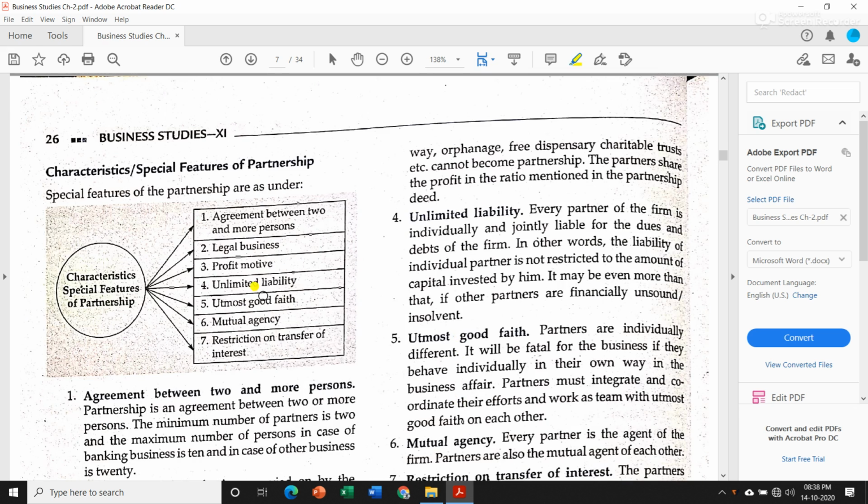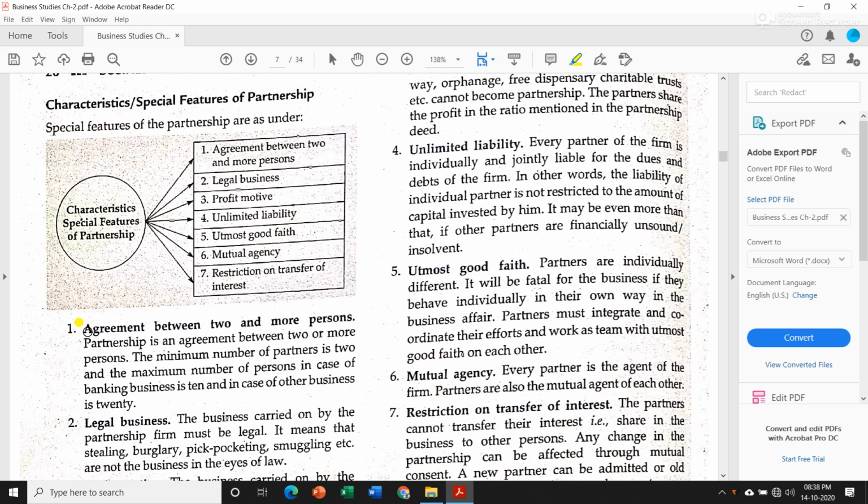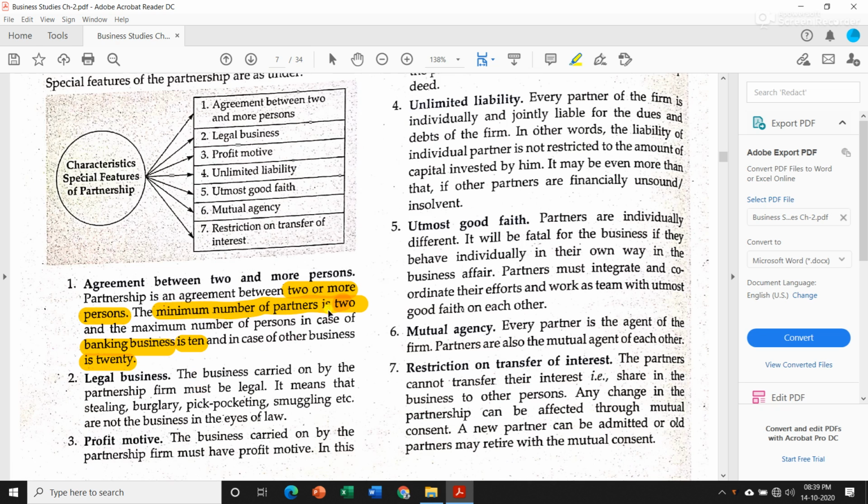Now let us see what are the characteristics or special features of partnership. First one is agreement between two or more persons. Now in partnership it should be between two or more persons. Now when we talk about two or more, two should be the minimum number of partners. Remember that the minimum number of partners should be two, but the maximum number of persons, in case of banking, if this partnership is planning to start banking business, then there should be a maximum of 10 persons, and if they are planning to start any other kind of business, then the maximum number should be 20. Remember the maximum: banking 10 and other 20.